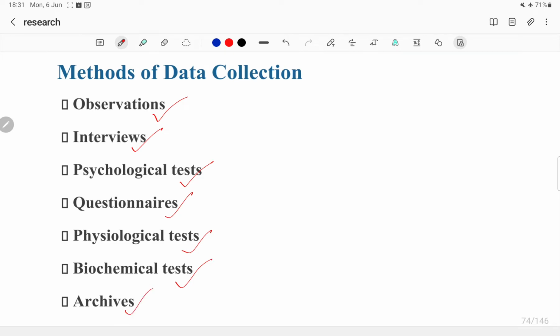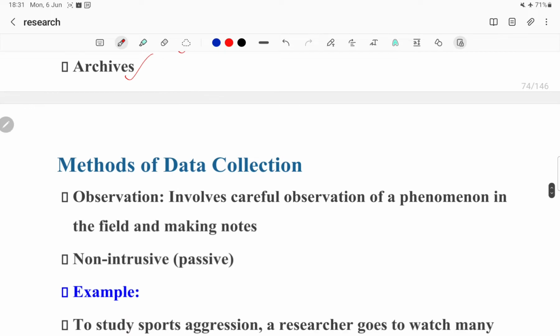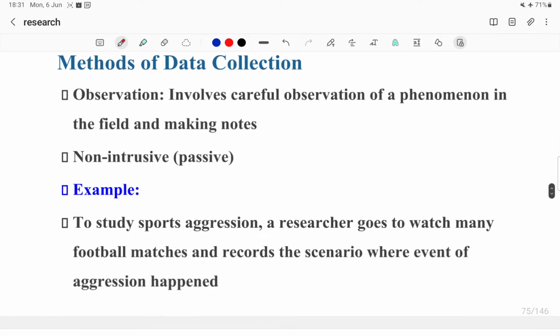Okay, let's see each. Starting with observation. Observation is simply like a person is doing an activity and we are observing what he is doing and noting whatever we need. It's passive. Passive means we are not telling him, we are observing him. For example, here it's given the sports aggression.